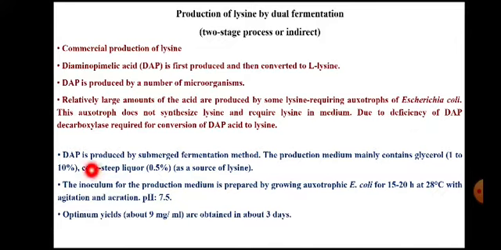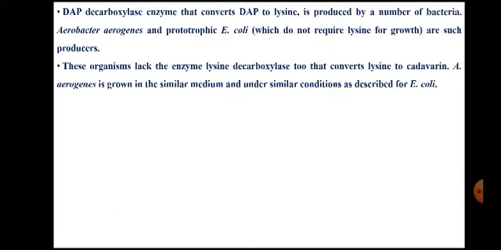DAP is produced by the submerged fermentation method by using auxotrophic E. coli. The production medium mainly contains glycerol, corn steep liquor, and other ingredients. The inoculum for the production medium is prepared by growing auxotrophic E. coli for 15 to 20 hours at 28 degrees Celsius with aeration and agitation. This is submerged fermentation with aeration and agitation. Optimum yield through this is 9 milligrams per ml within 3 days.